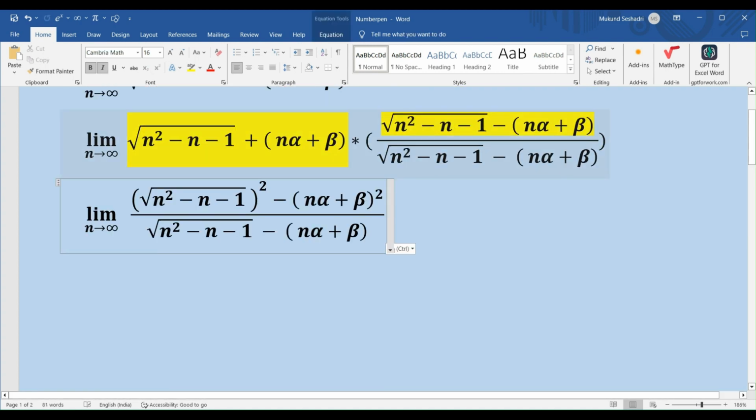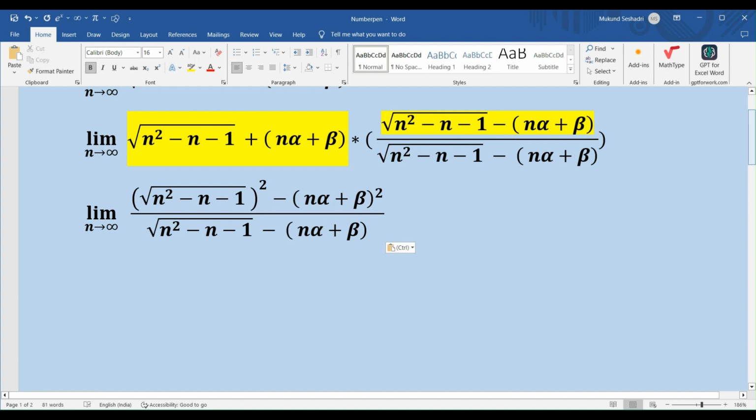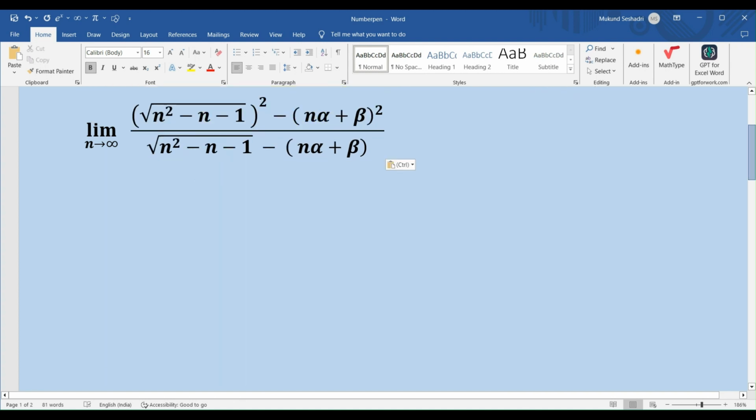So that's my numerator. Now you can see that my a square minus b square term in the numerator is nothing but square root of n square minus n minus 1 the whole square minus n alpha plus beta the whole square, right? And my denominator remains as it is. Now I know that the square of a square root is nothing but the term itself, right? So the first part becomes n square minus n minus 1. I'm referring to the numerator. And for the second part, n alpha plus beta the whole square, we apply the a plus b the whole square formula, which is a square plus b square plus 2ab, right? So let's expand the numerator and see what we get.